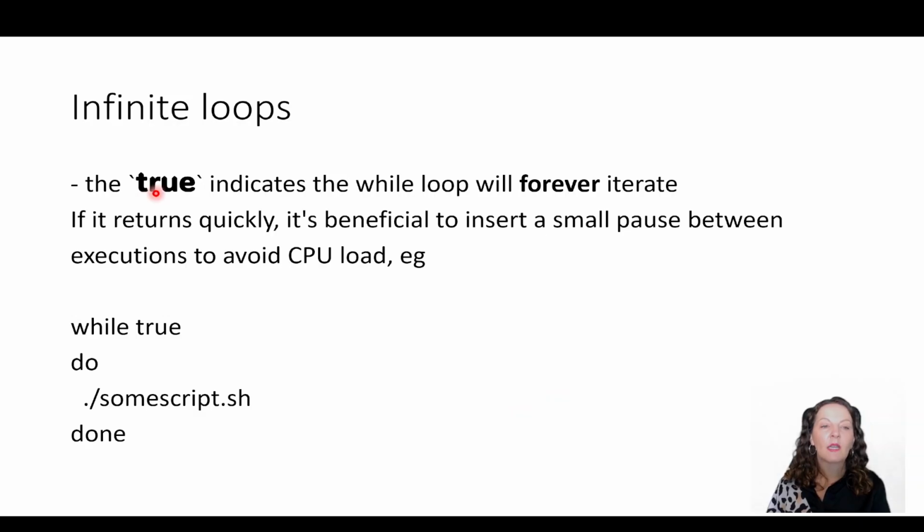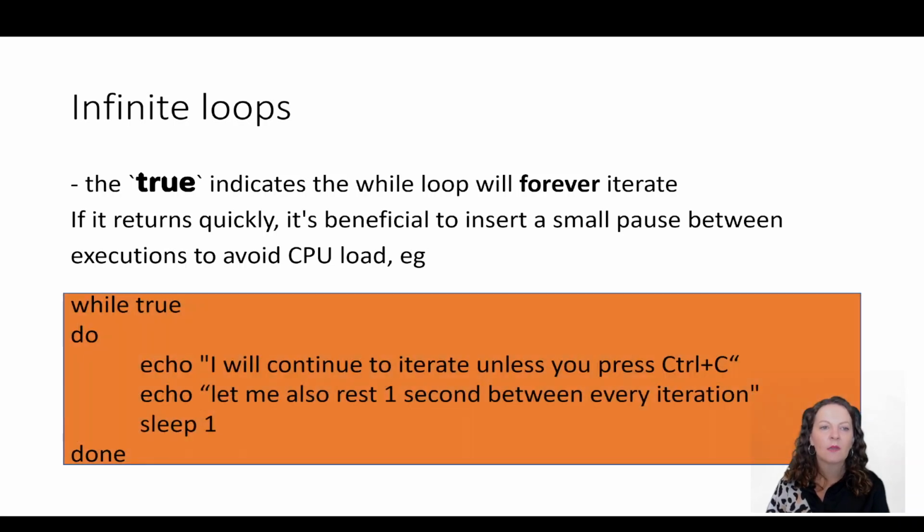So in this, while true indicates the while loop will forever iterate. If it returns quickly, its benefit is that it inserts a small pause between executions. So while true, you're saying that while this is all running okay, it'll run forever. Adding in a sleep command will also allow you to have a gentle pause in your file. So while true, echo, I'll continue to iterate until you press Control C. Let me also rest 1 second between every iteration.